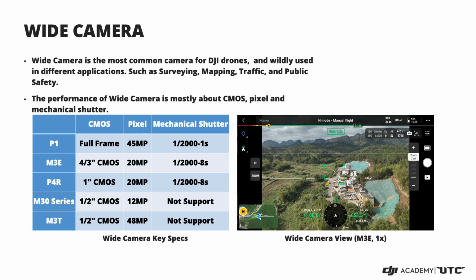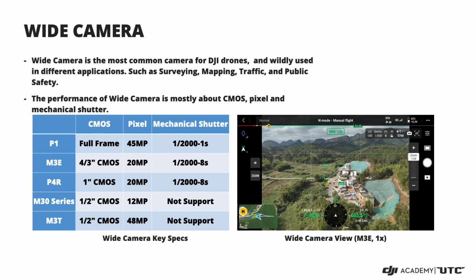Wide camera is the most common camera for DJI drones. You can get a lot of information in one photo with the wide angle. For mapping and surveying, we need the wide camera to be more powerful. That's why we packed a large CMOS sensor, more pixels, mechanical shutter, and time sync feature to achieve this purpose.